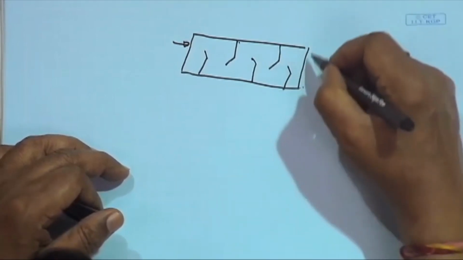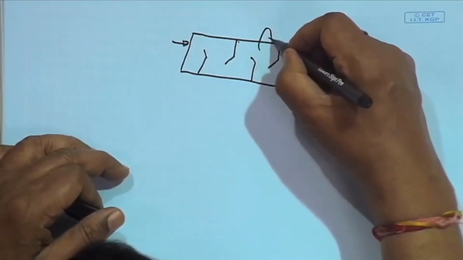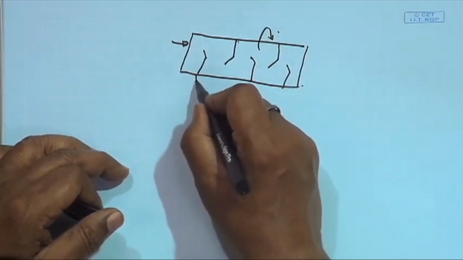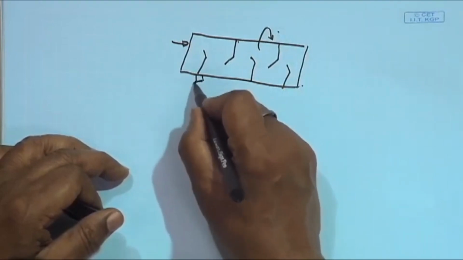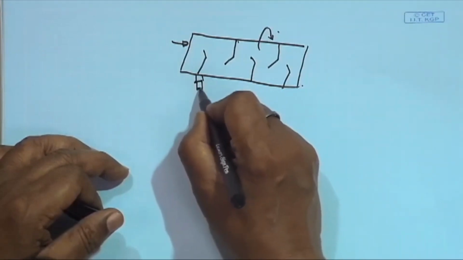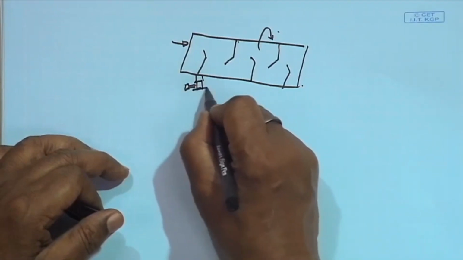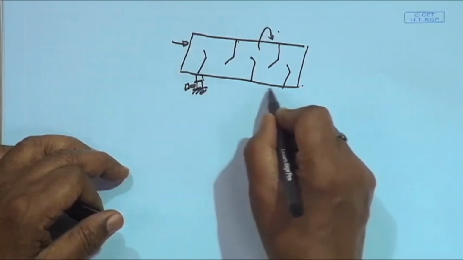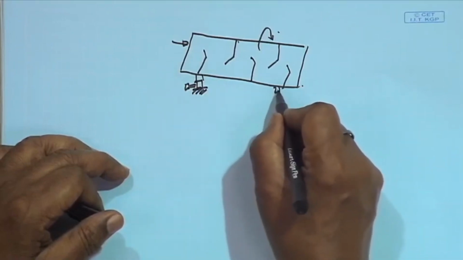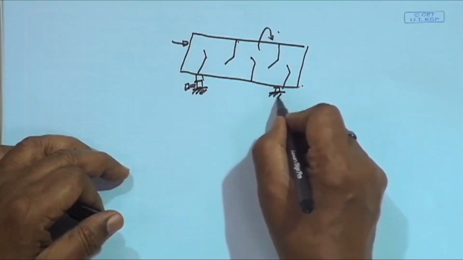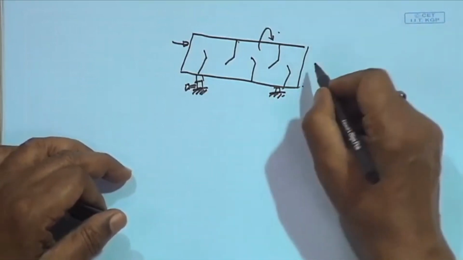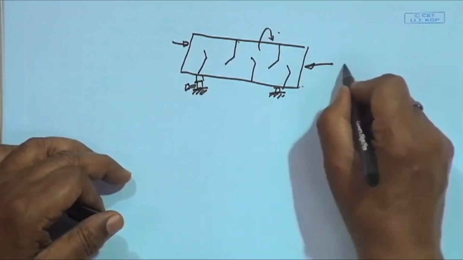So this rotates like this, and here we have some kind of gear arrangement. Here we have a motor, which is grounded with this, and here some kind of supporting materials. We have this also kind of grounding. So it is rotated. So here we pass the dry air.